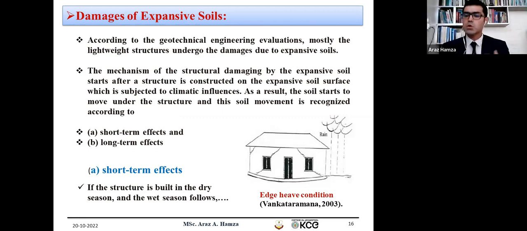The first one, what does short-term effect mean? The first picture explains the short-term effect. It means that in a short time, our new project may be damaged. How? For example, we constructed this project in the dry season and the wet season followed. If you look at the picture, you see we already constructed in the dry season.